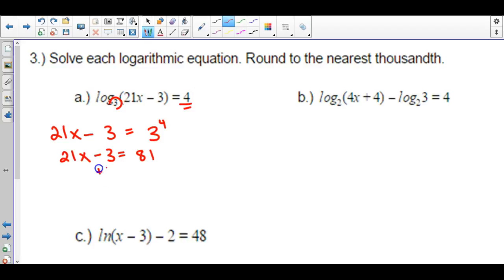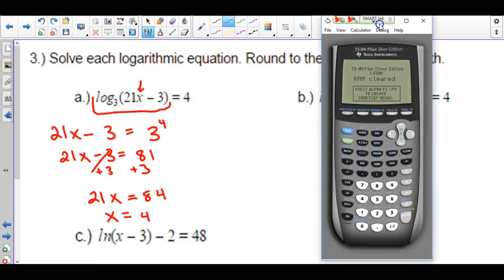And I'm going to add 3 to both sides. And 21x is equal to 84. So now I can divide both sides by 21, and x comes out to 4. So if I wanted to check this answer, all that I'd have to do is substitute my value of 4 in for x, and your calculator could actually simplify this or evaluate that entire expression for you, which I'll do a walkthrough of that.